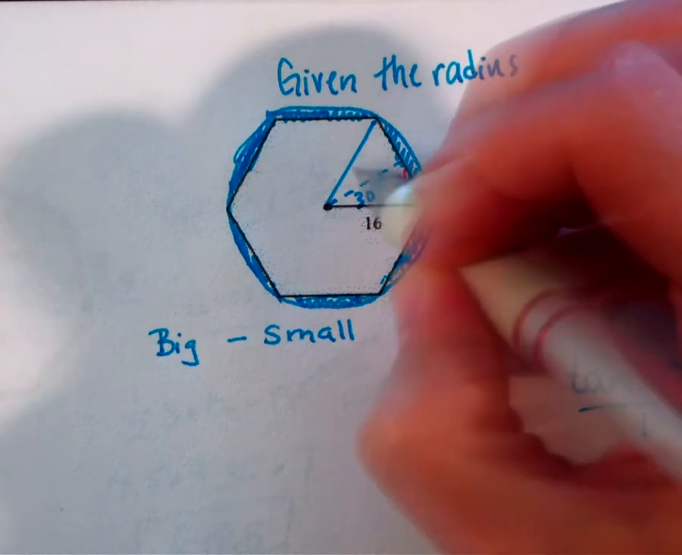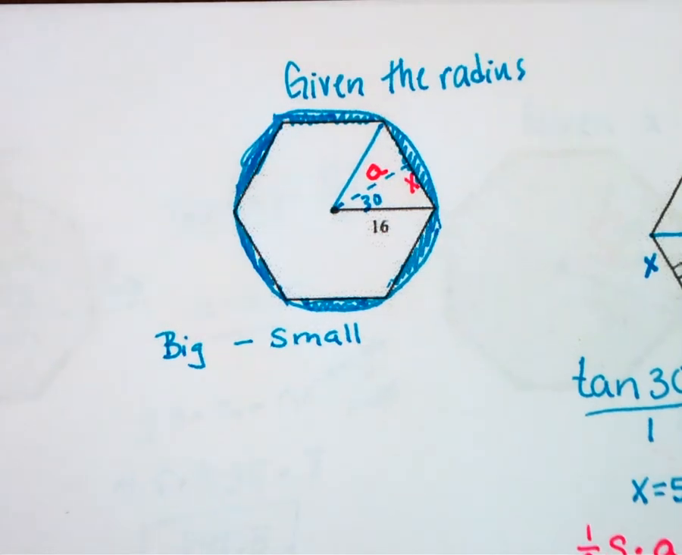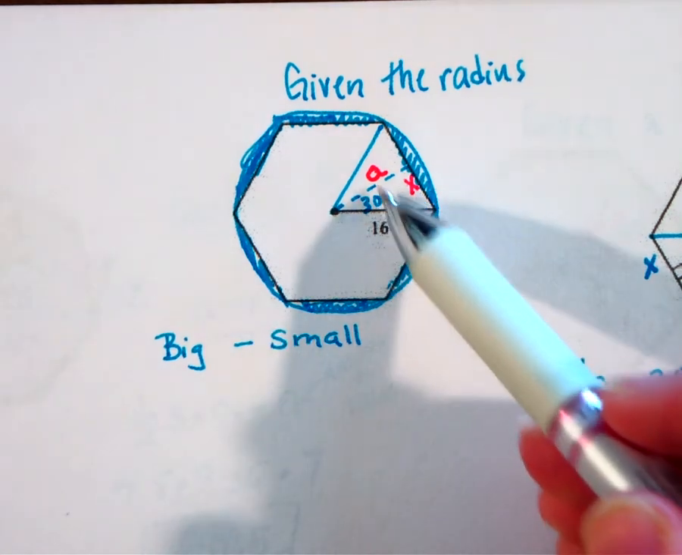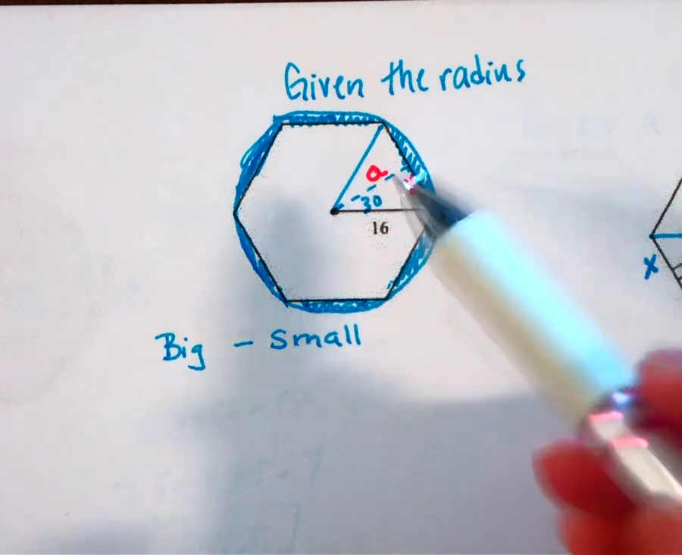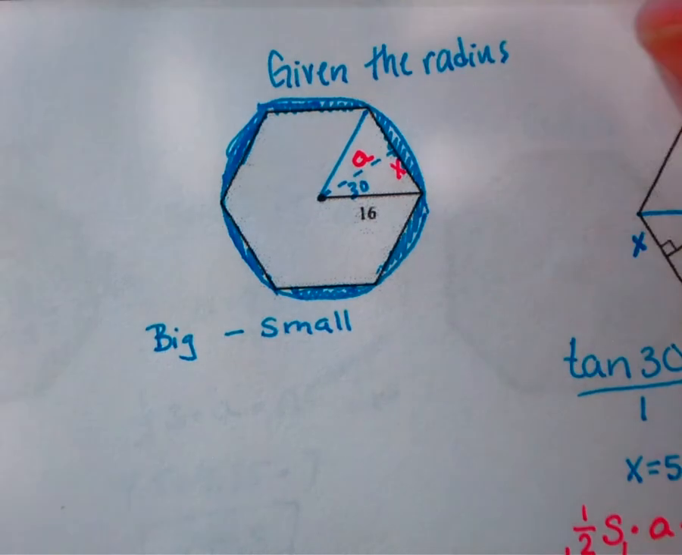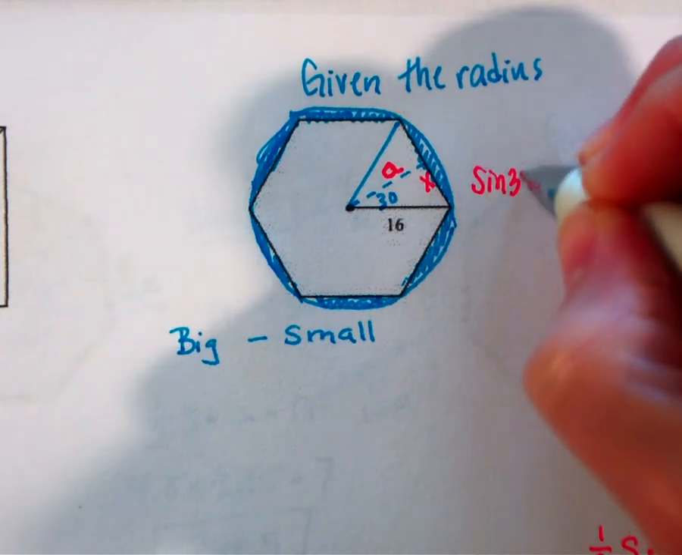And then you need to find both x and a. And we're going to use sine and cosine to do that. Again, if you recognize that this is a 30, 60, 90, this short side is going to be 8, and it's going to be 8 radical 3 for the a. If you don't recognize that, it's not the end of the world. Let's just use sine and cosine. So it would look like this.